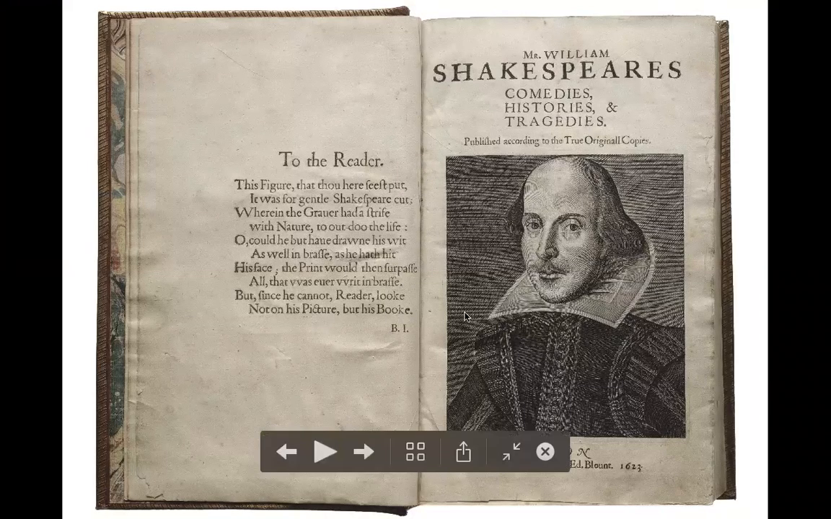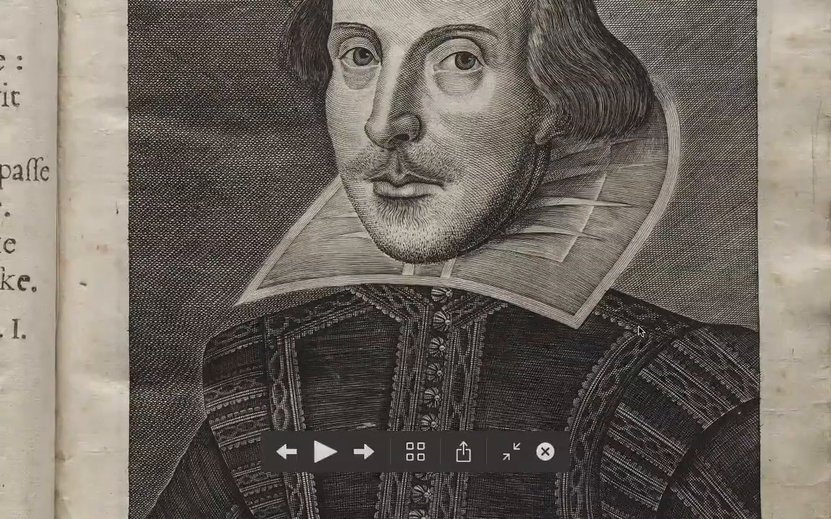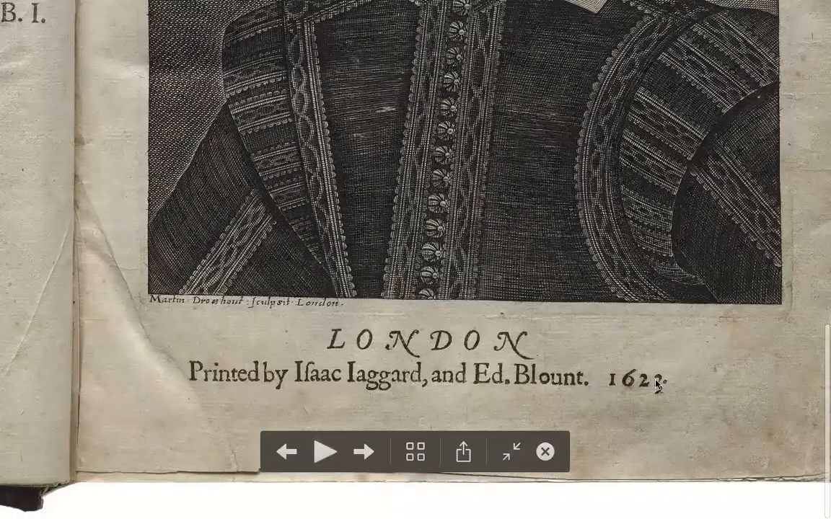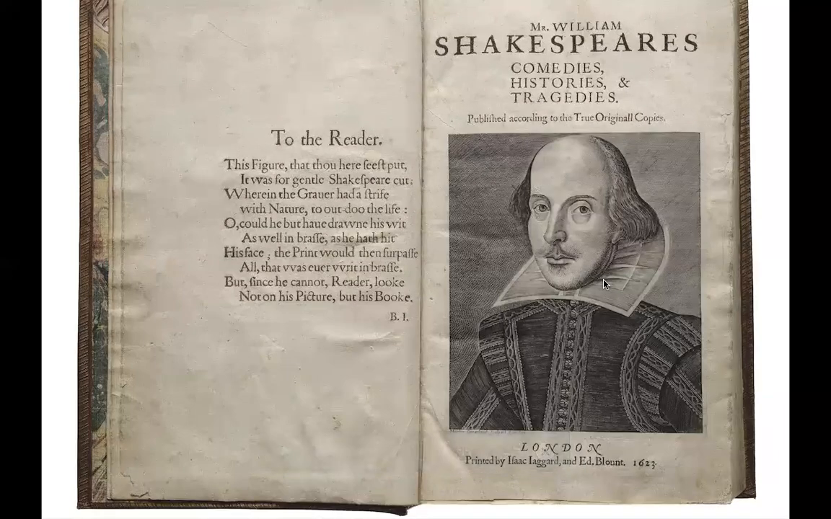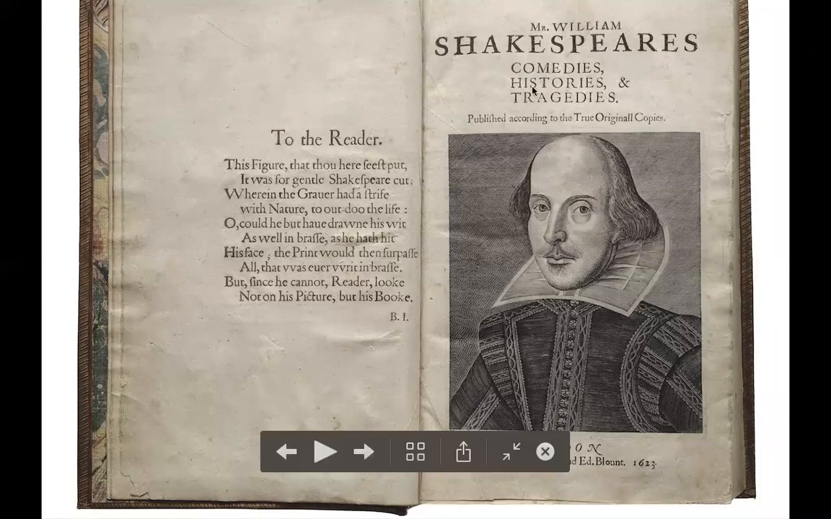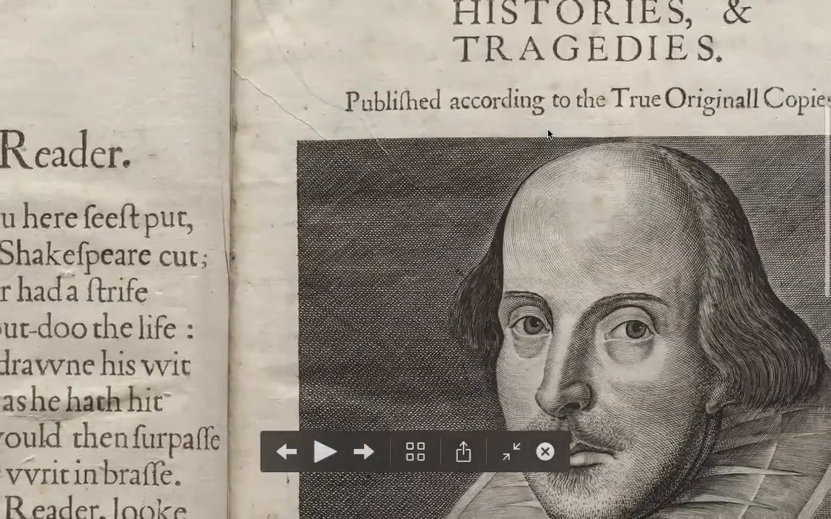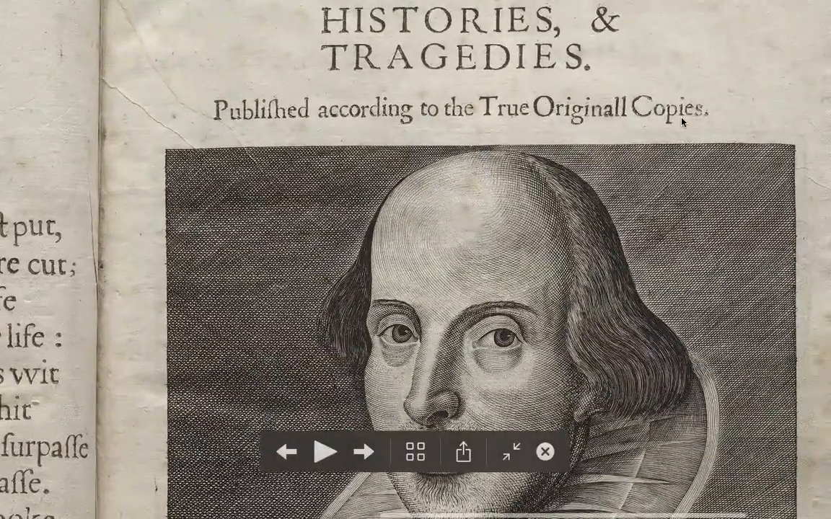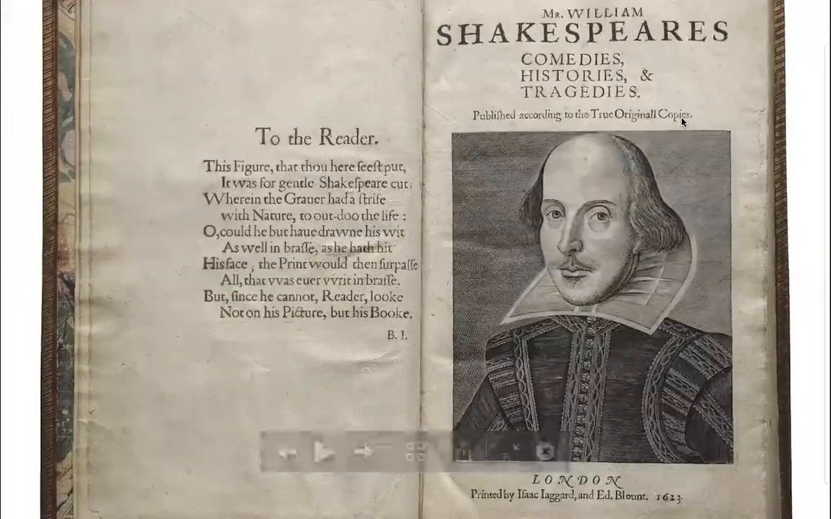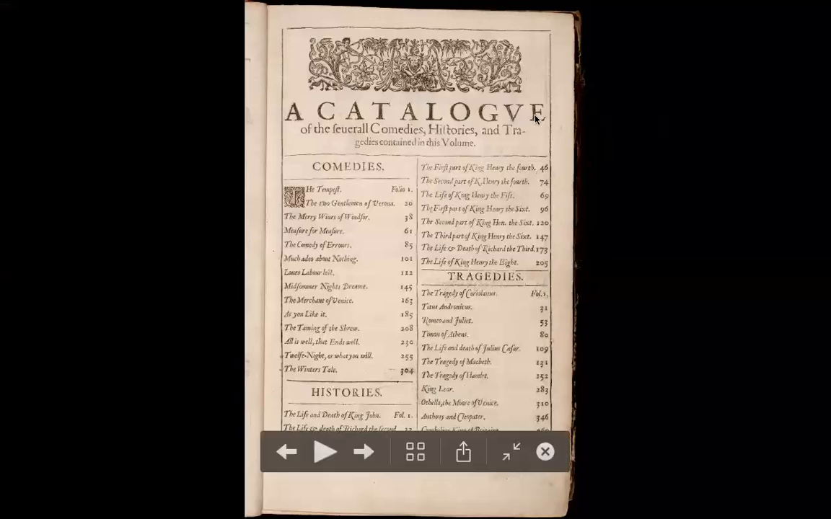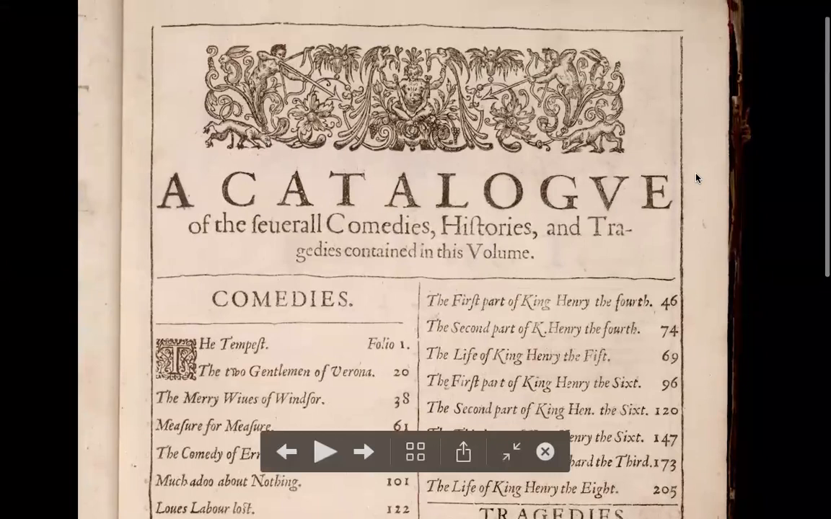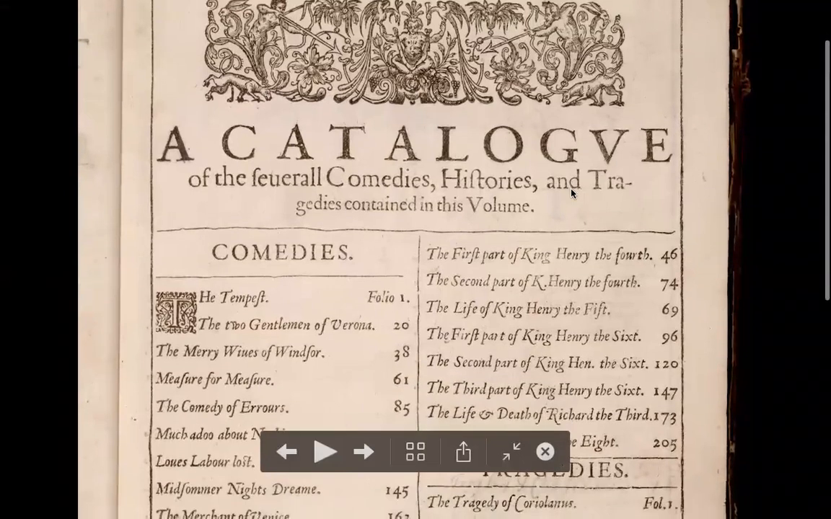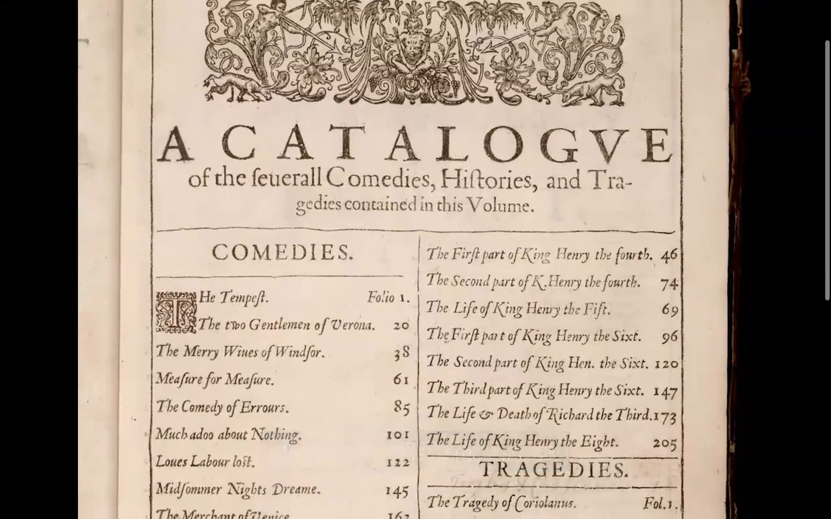This is the 1623 edition, as you can see down here, of the first printing of all of Shakespeare's plays together. It's called the Folio, with all the comedies, histories, and tragedies, published according to the true original copies. Not entirely true, but this is the first time that Shakespeare's plays were all gathered together in one, as it says, catalog, or what we would call the table of contents.